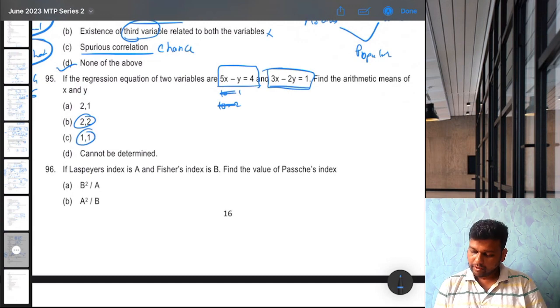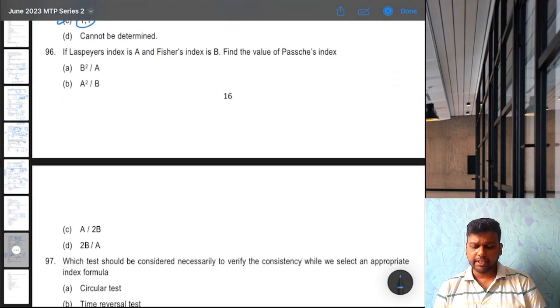If we put 1 and 1, then 5 minus 1 is 4, correct. And 3 minus 2 is 1, correct. So C is the correct answer. Okay. Next, if Laspeyres' index is A and Fisher's index is B, find Paasche's index.